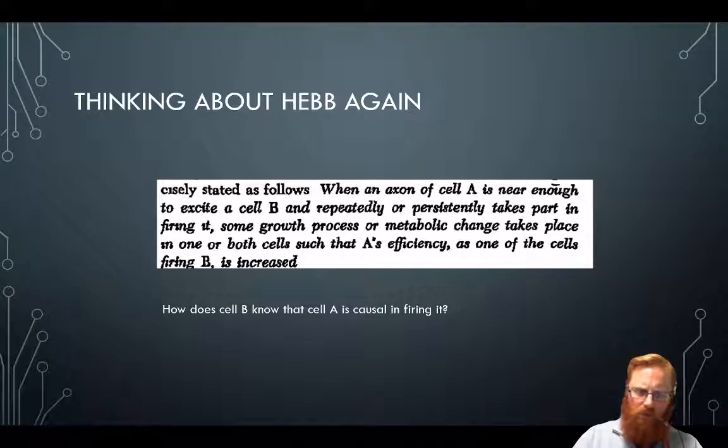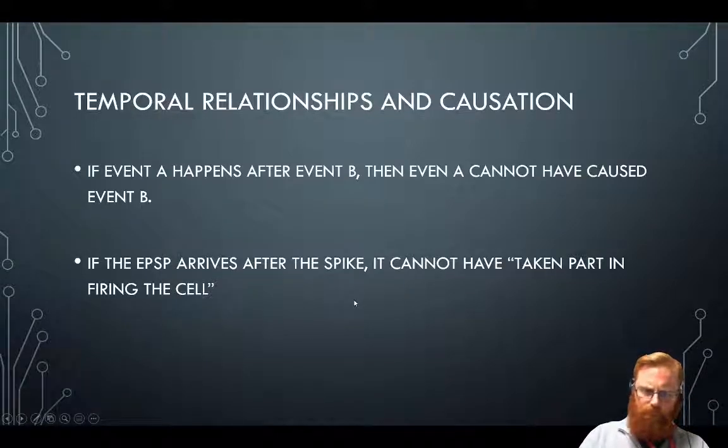How could a cell establish that, right? How could a cell know whether or not a synapse was actually important for making a cell fire an action potential? Well, temporal information contains a lot of information about causation, right? So if event A happens after event B, then event A cannot have caused event B, right?